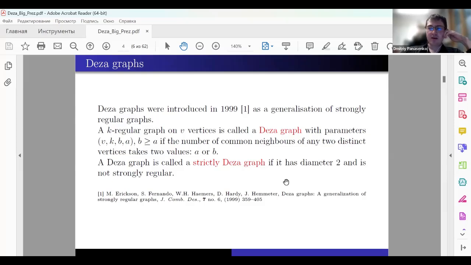A small note here: if parameter a is bigger than 0, then a Deza graph automatically has diameter 2. But if a equals 0, a Deza graph can have diameter 2 or any diameter bigger than 2. For example, any cycle is a Deza graph with a equals 0.